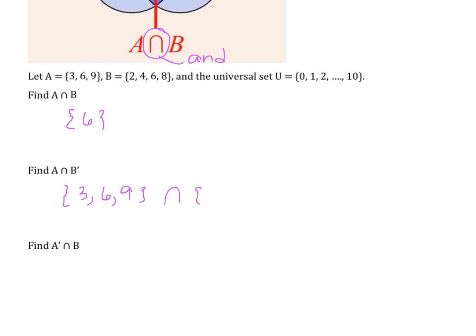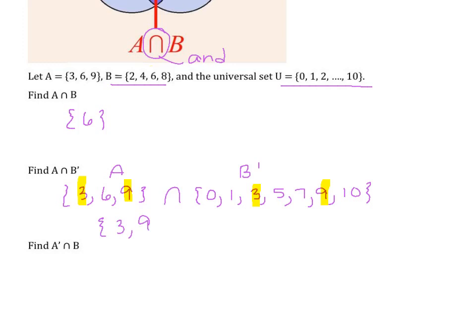So those items that are not in B are, if we compare B to the universal set, they can't be in B, so the leftovers are 0, 1, 3, 5, 7, 9, and 10. Now that we have A and the complement of B, what are the items that they share in common? It looks like they share 3 and they share 9. Those are the only ones they share in common together. So 3 and 9.